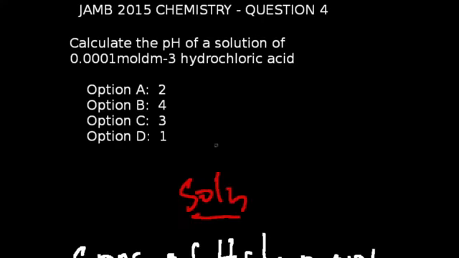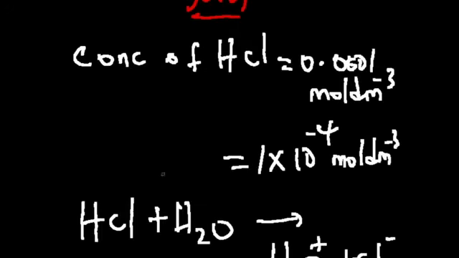Question, chemistry exams. Calculate the pH of a solution of 0.001 mole per dm cube hydrochloric acid. The correct answer to this question is option B, which is 4. So let us look at why option B is our correct answer. The first thing I want us to look at is the concentration of hydrochloric acid, which was given to us as 0.001 mole per dm cube.